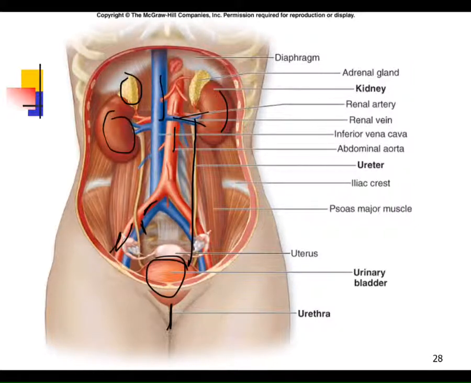This is a little girl model. I see a little uterus, non-pregnant uterus. I see the fallopian tubes, and I see the ovaries that we'll deal with next week in the reproductive labs.